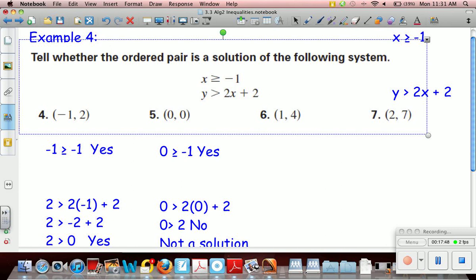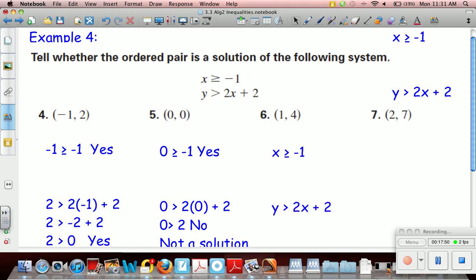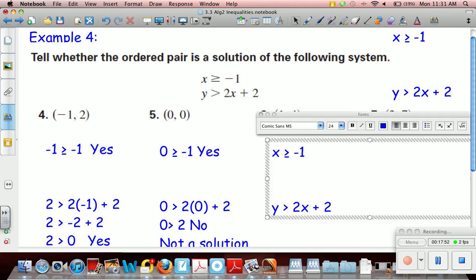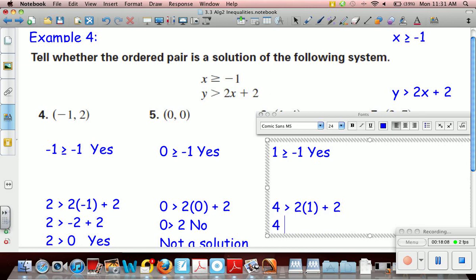And you try the same thing with the point 1 and 4, where the x is 1, the y is 4. And I want to know if the statement's true. So is 1 greater than -1? Well, yes. And my question in here is, is 4 greater than, that would be a total of 4. So is 4 greater than 4? No, it's not greater than, it's equal to. So it's not a solution.